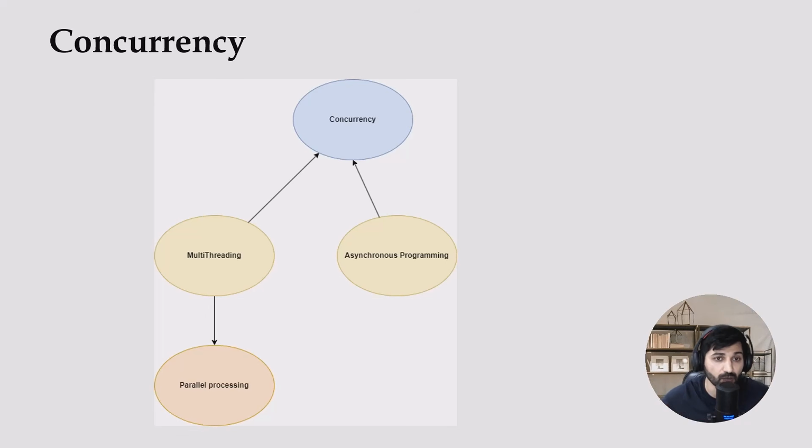So in general, we have this type of scenario. We have concurrency, and for now we have two types of concurrency: multithreading and asynchronous programming. Actually, reactive programming is also another type of concurrency. It is possible to implement reactive programming using concurrency, but this is not a 100% requirement. And we have a type of multithreading called parallel processing.